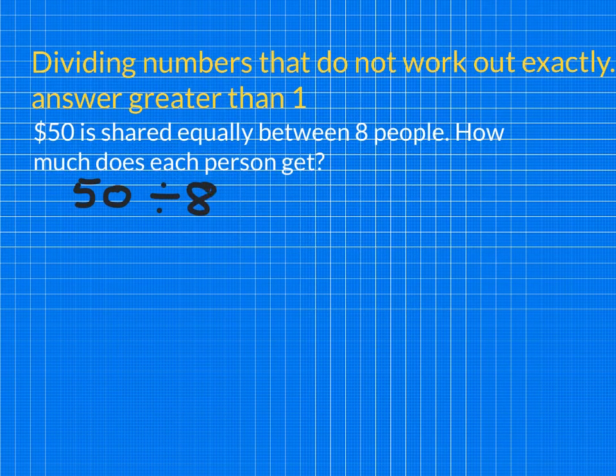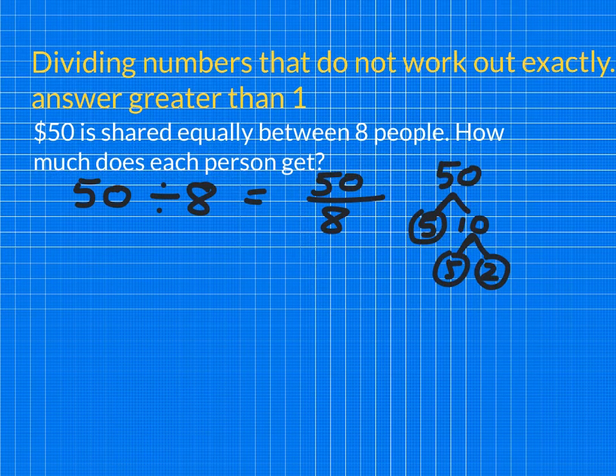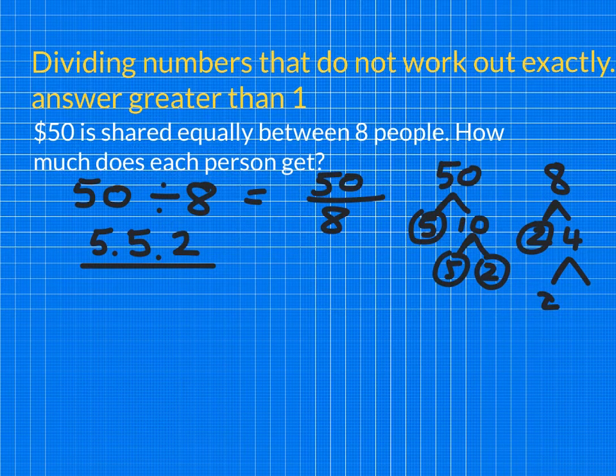And as we looked at last time, we need to rewrite that in an exactly equivalent form, as a fraction: 50 over 8. Next, we need to write each of those numbers as a product of their prime numbers. So 50 might be 5 times 10. 5 is prime. 10 is 5 times 2. So 50 can be written as 5 times 5 times 2, over 8. 8 is 2 times 4. 2 is prime. 4 is 2 times 2. So 8 can be written as 2 times 2 times 2.